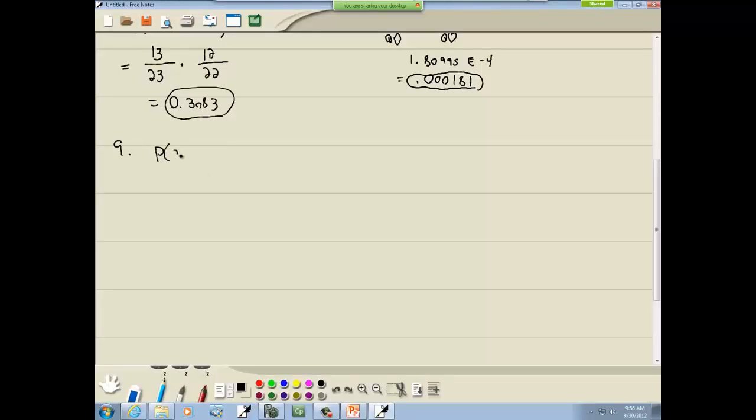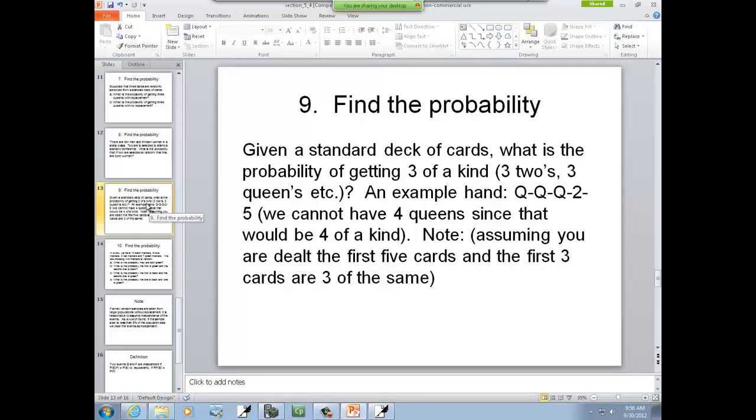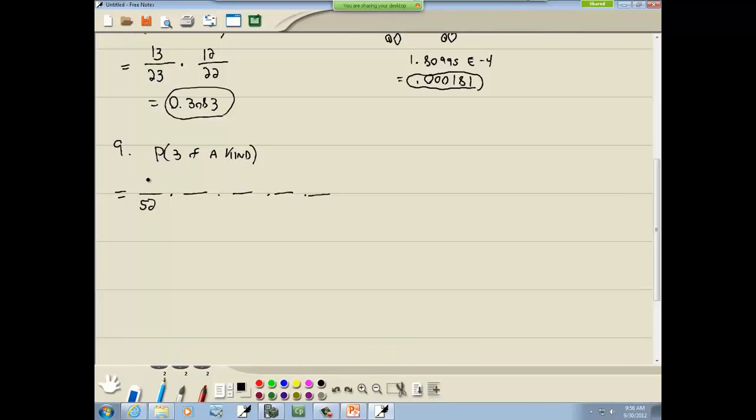So probability of 3 of a kind, dealt 5 cards. There's 52 cards to begin with. And 3 of a kind, like 3 2s, 3 queens. Well, the first card would be 52 out of 52, because we didn't say it had to be 3 queens. We said 3 of a kind. Now, this first one decides what we're working with. Let's say I pull out a king. King of hearts, I mean.